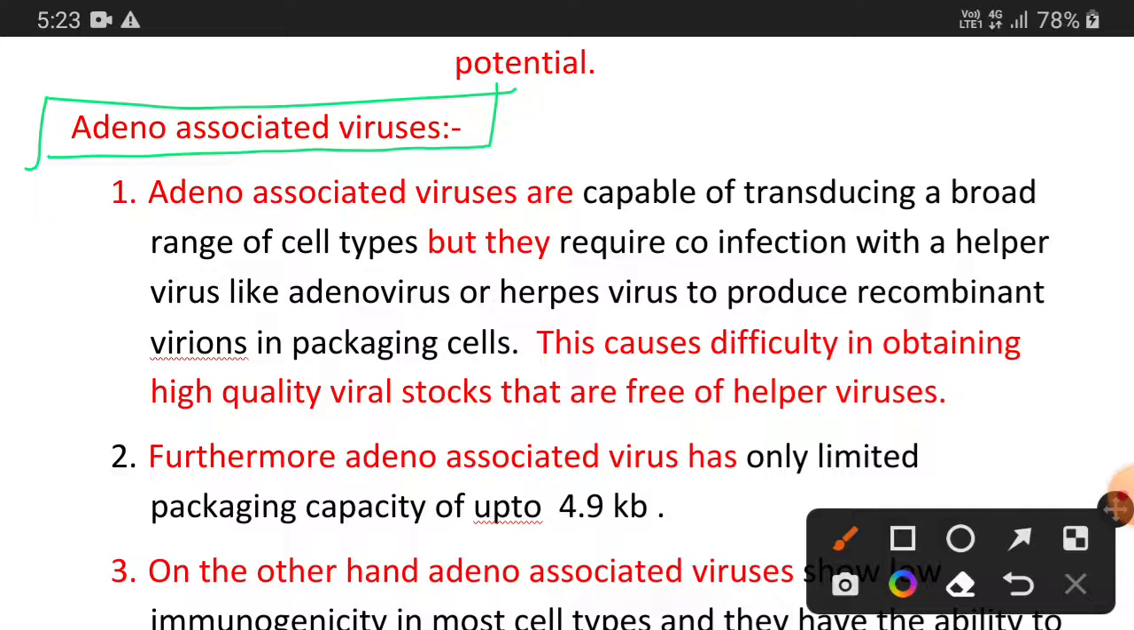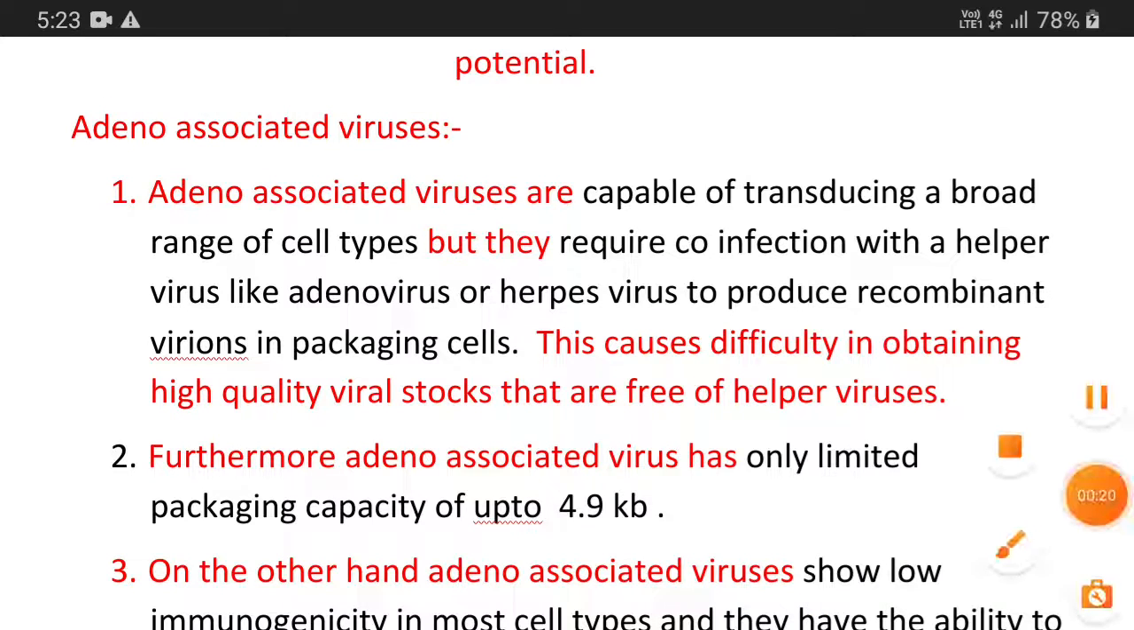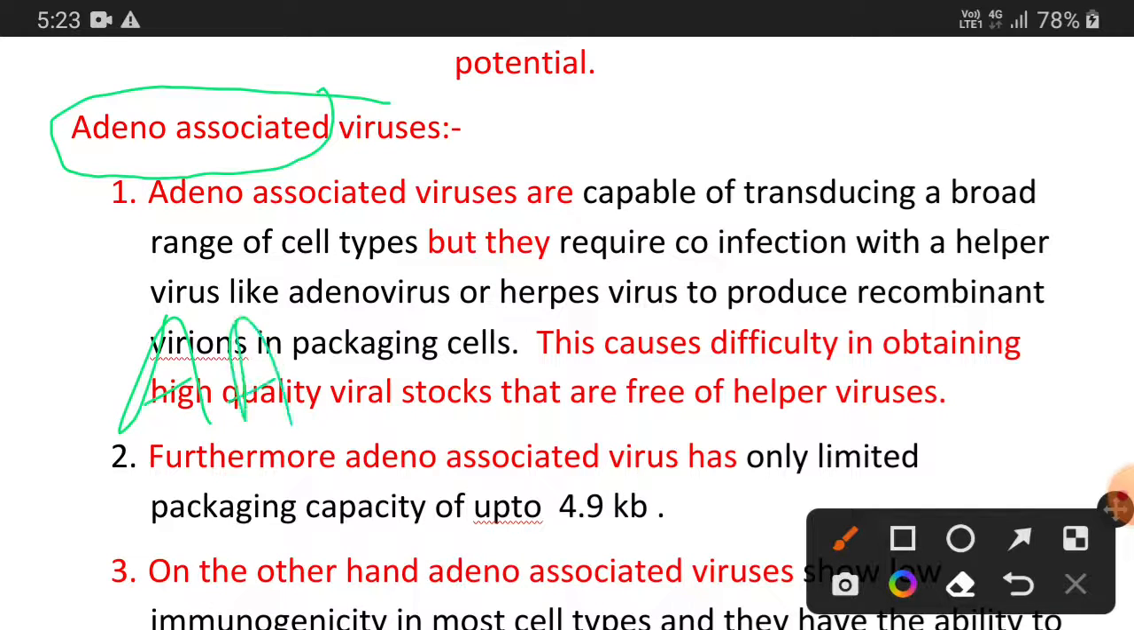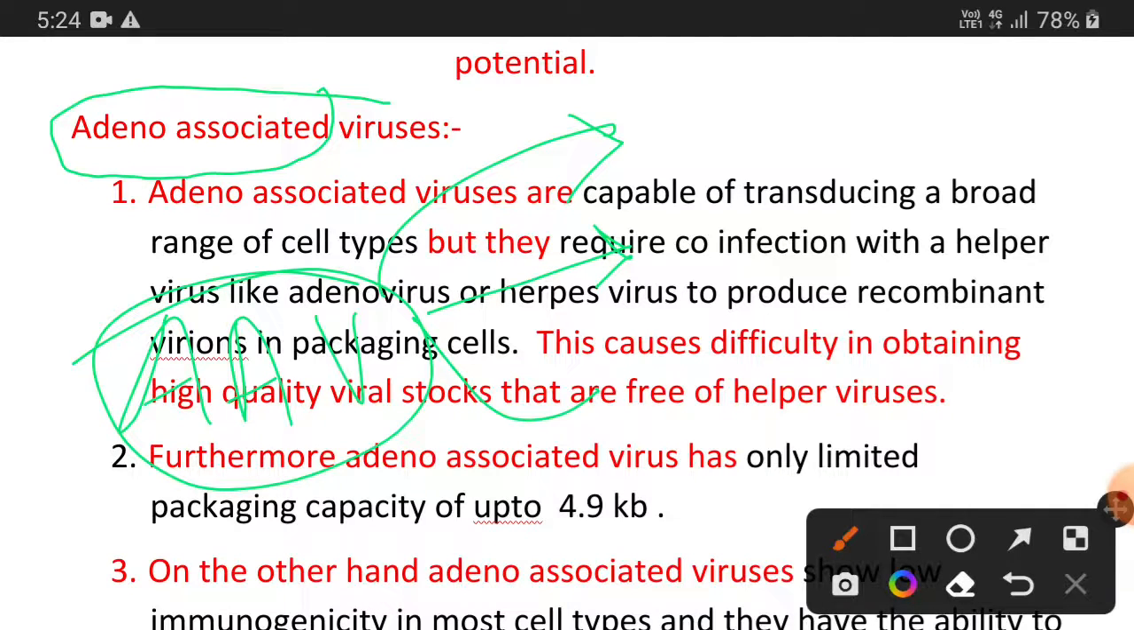So adeno-associated virus, as its name suggests, requires the association of adeno, that means adenovirus. So let's see what it is. Adeno-associated virus, AAV, I am referring to it like this. This AAV has the ability to transduce a broad range of cell types.